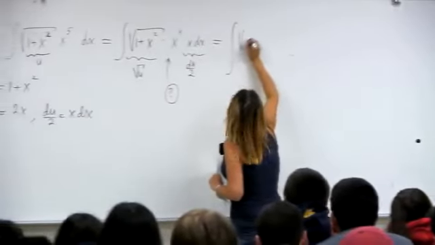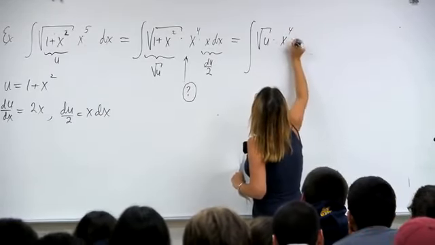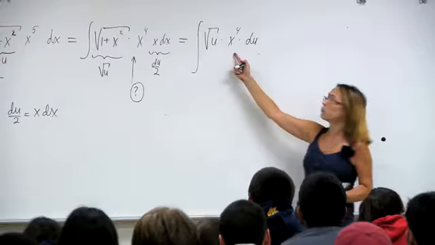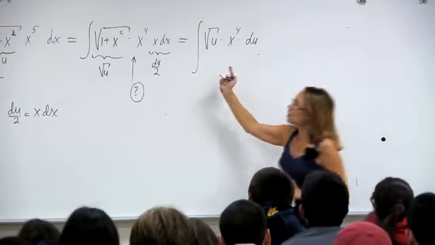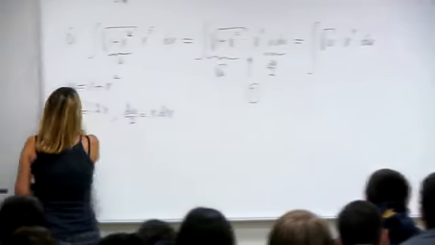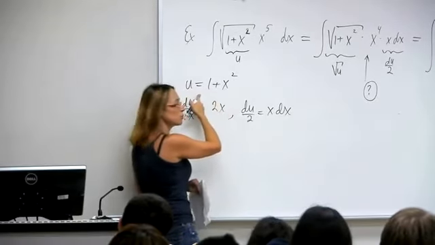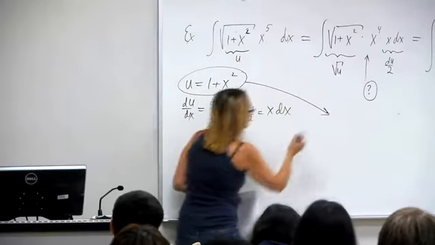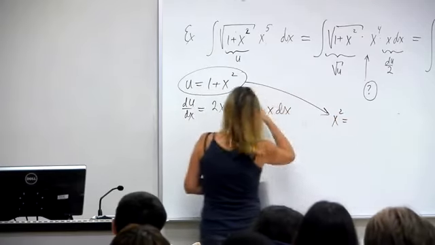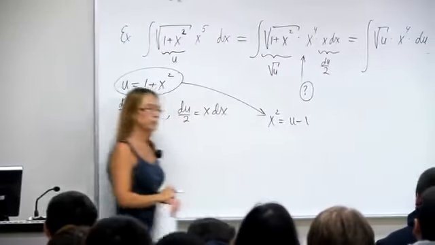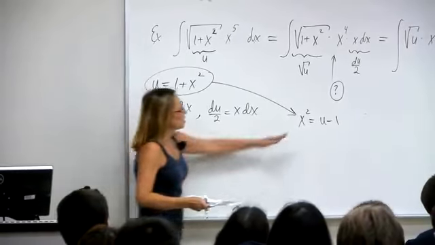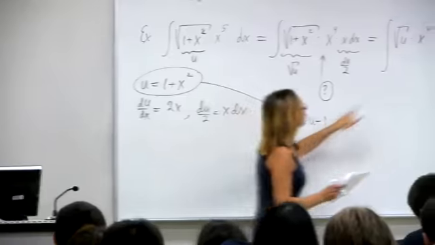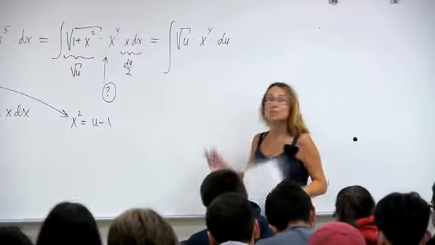Trying to rewrite everything in terms of u. So I have parts of it rewritten in terms of u, and I have x to the fourth hanging there. Now I go back to the definition of u, and I wonder, can I express x to the 4th in terms of u? Yes, I'm going to use this definition. So this definition allows me to express x squared very easily in terms of u, right? So x squared is u minus 1 from the definition of u. I don't want x squared, though. I want x to the 4th.